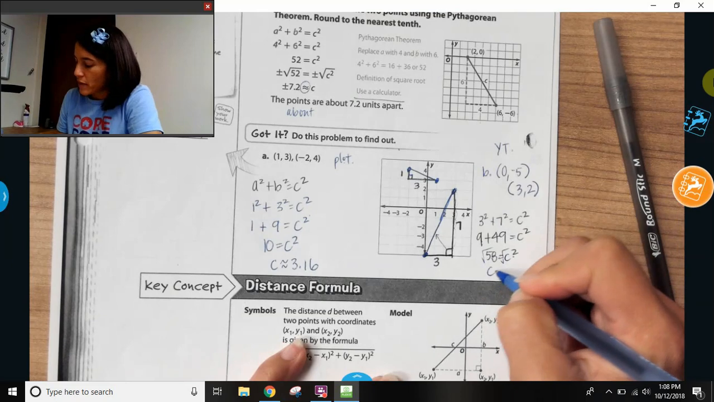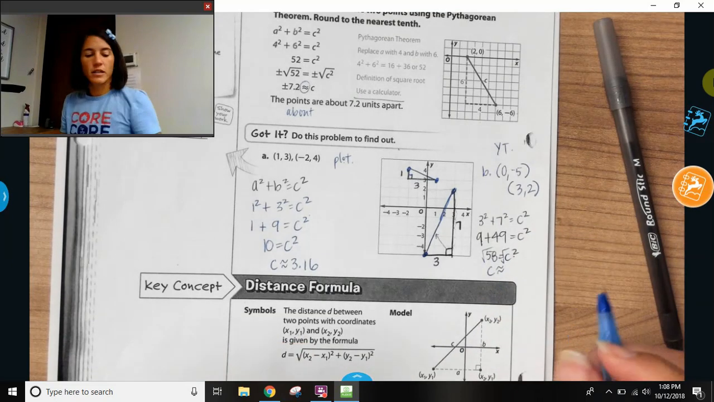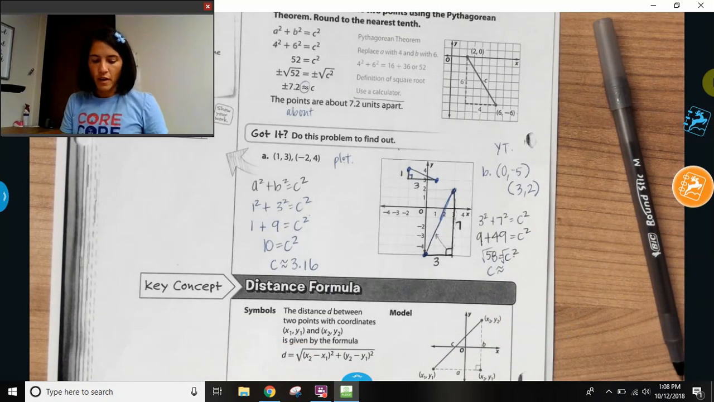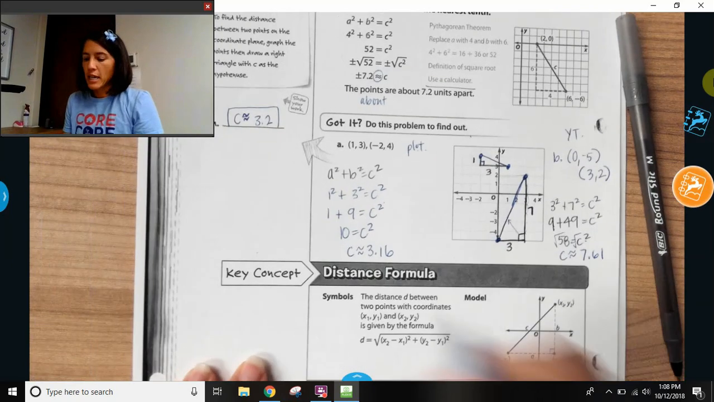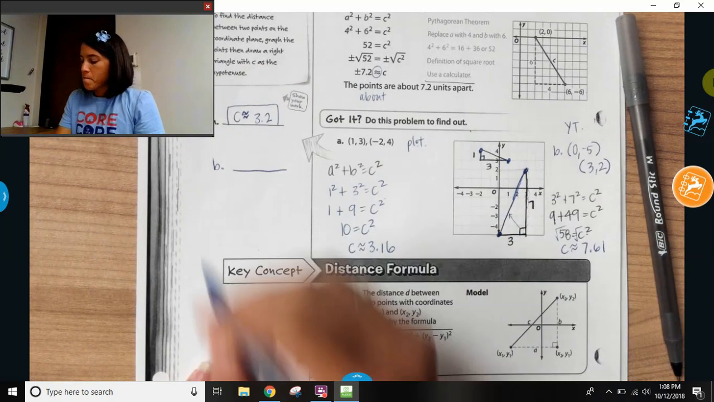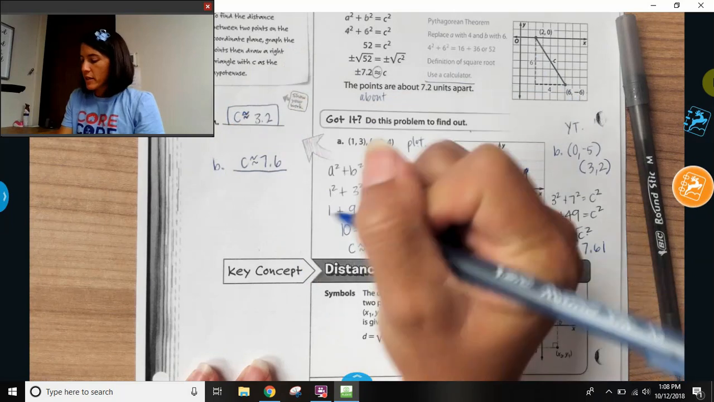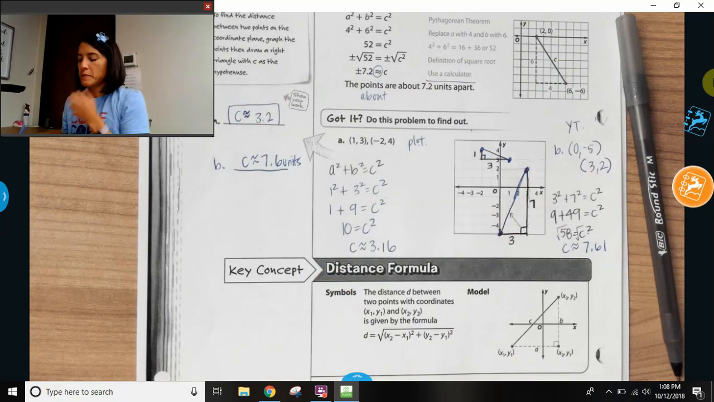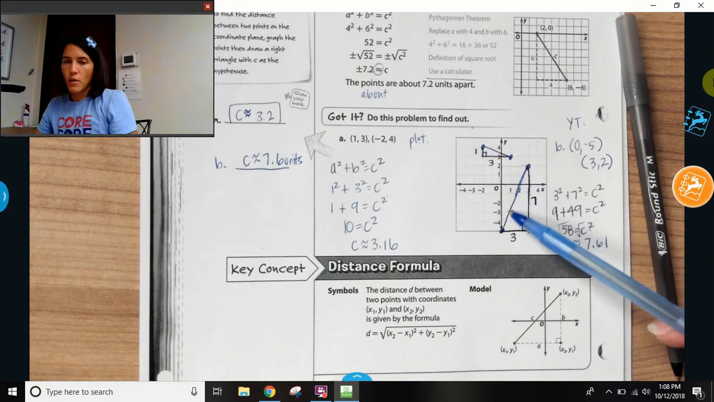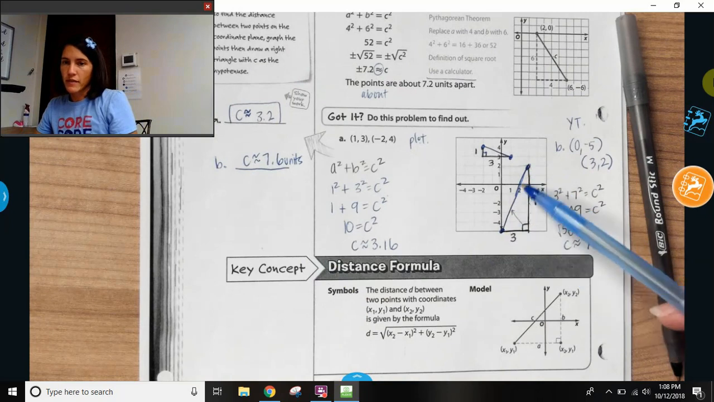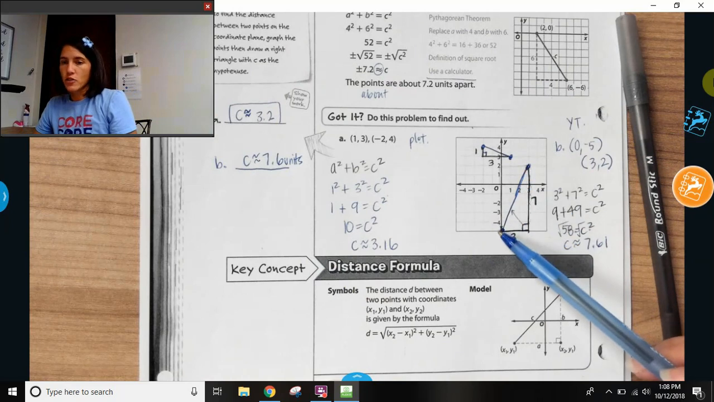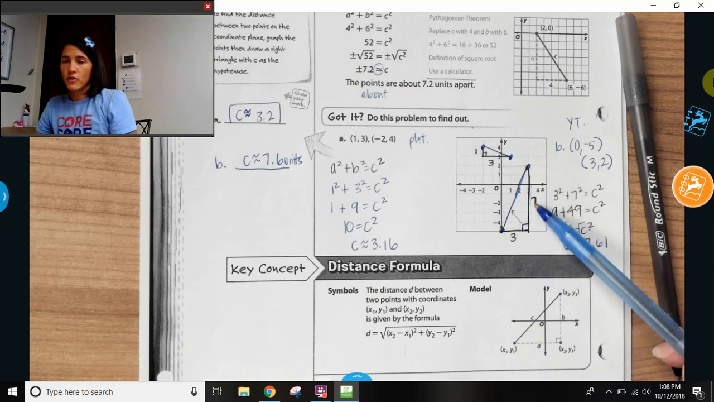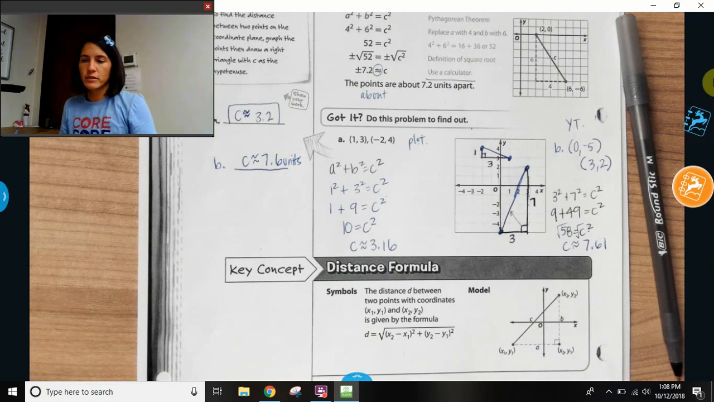We're going to take the square root of both sides, and we're going to have to estimate. The square root of 58, notice I'm putting it in my calculator, no shame in that game, is 7.61, and we want to round to nearest tenth. So c is about 7.6 units. So that would be the distance on the coordinate plane. It's about 7.6. And it should make sense because the hypotenuse has to be the longest side of the triangle. So the hypotenuse is longer than 3, and it's longer than 7.